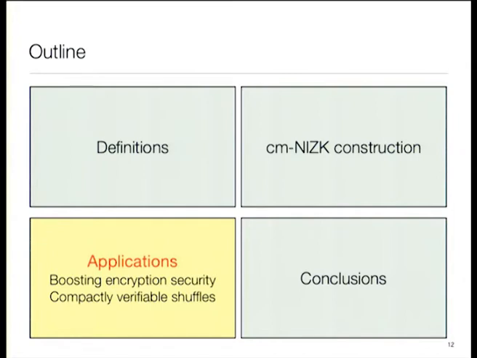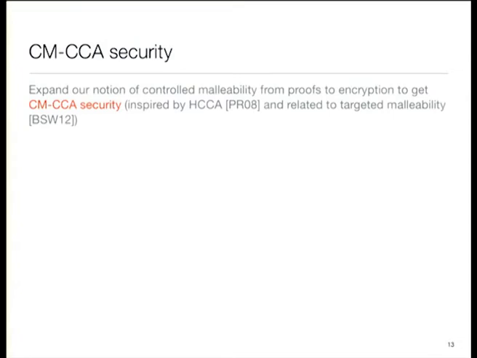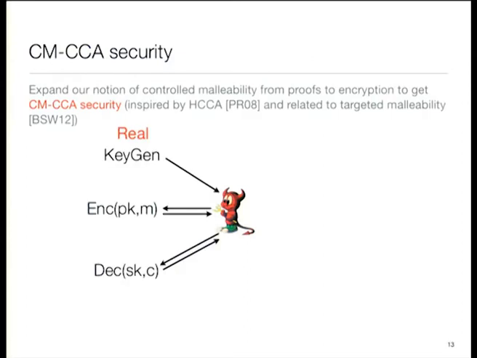Again, I'll give the two that I mentioned earlier. So the first is this strong notion of encryption security called CMCCA security. And this is heavily inspired by that previous notion of HCCA security by Prabhakaran and Rosulek, and also related to the notion of targeted malleability by Boneh, Segev, and Waters. So briefly, what does our security game look like? We have our adversary. And on the left side, the adversary might be in this real world, so he gets a normal public key, and then he can just interact at will with encryption and decryption oracles. So we get rid of a challenge ciphertext completely.